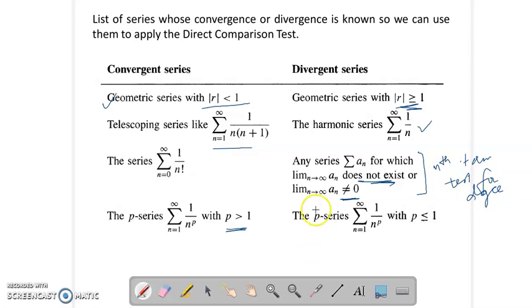And you remember that this test can help us to conclude only the divergence, right? If this limit n tending to infinity an turns out to be 0, then we cannot conclude anything. So for any series, if the limit either does not exist or is different from 0, we can conclude the divergence of the series. And the p series test: summation n going from 1 to infinity 1 by n raised to the power p with p less than or equal to 1, this series diverges.